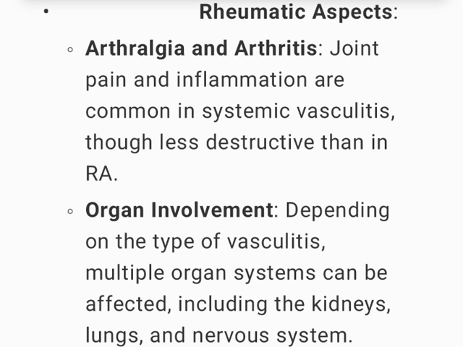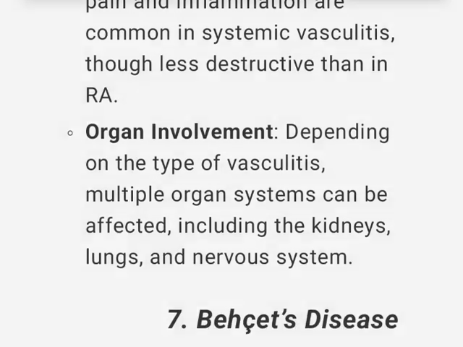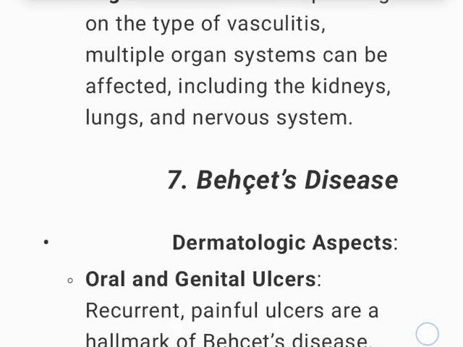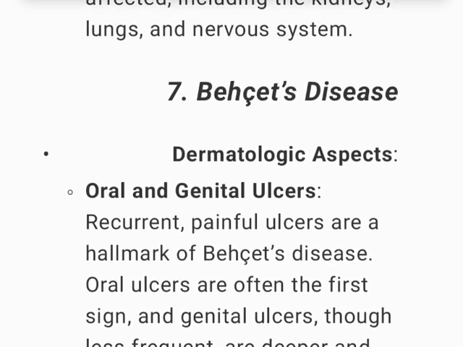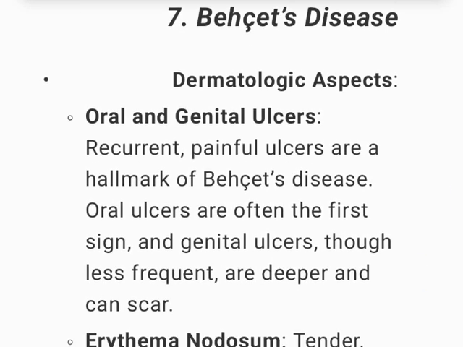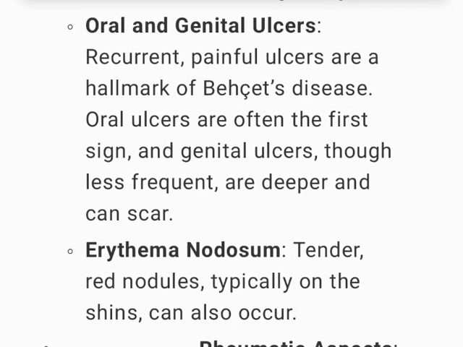Organ involvement. Depending on the type of vasculitis, multiple organ systems can be affected, including the kidneys, lungs, and nervous system. 7. Behçet's disease. Dermatologic aspects. Oral and genital ulcers. Recurrent, painful ulcers are a hallmark of Behçet's disease. Oral ulcers are often the first sign, and genital ulcers, though less frequent, are deeper and can scar.